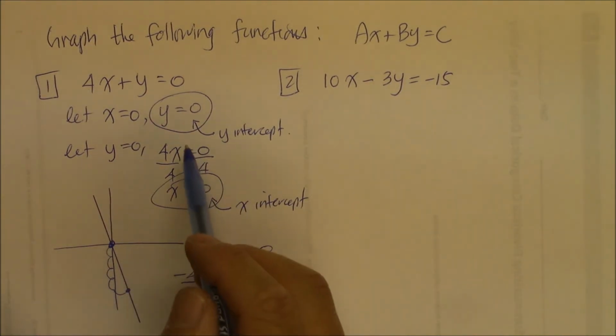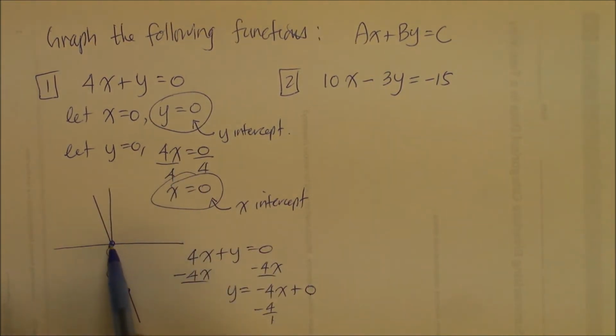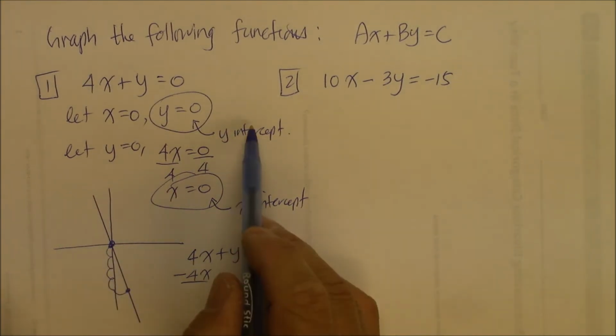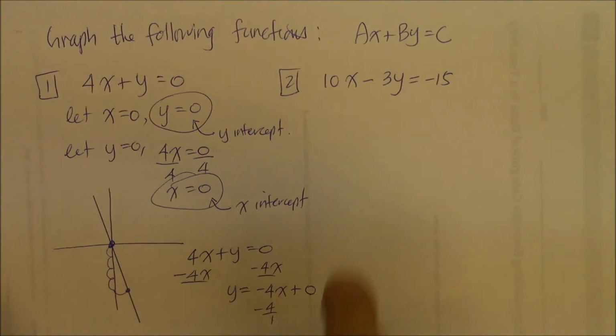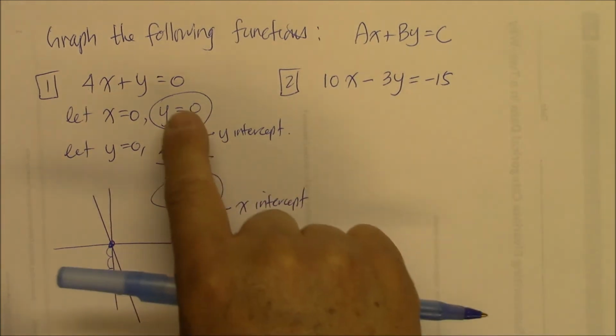And there you go. This is why we couldn't use the standard form: the x and the y intercepts are both zeros. So I had to make it into slope-intercept form. Now you try number 2, like this.